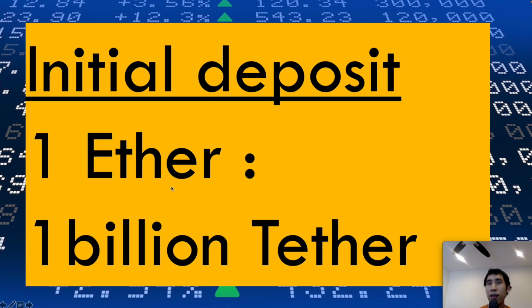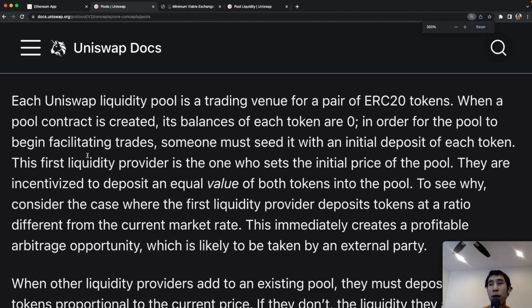Eventually, the balance of Ether and the balance of Tether in the DEX will reach some equilibrium such that the exchange rate of Ether and Tether will match that of other decentralized exchanges, and then the arbitrage will stop. For more details, I highly recommend that you read the Uniswap documentation.